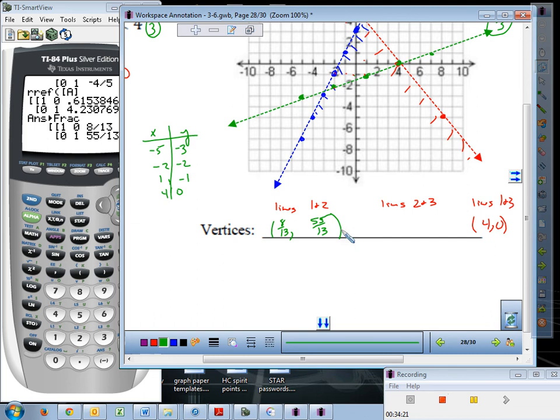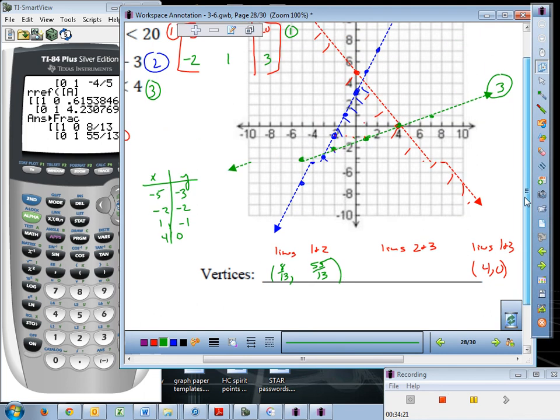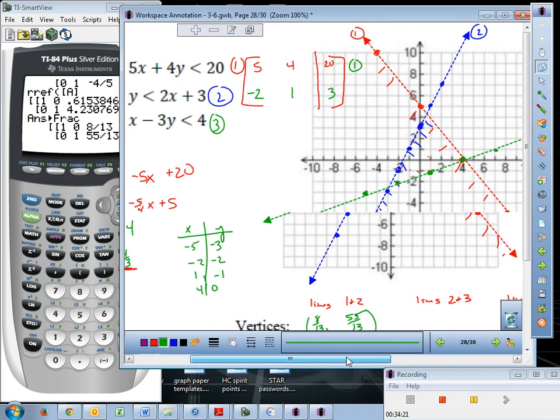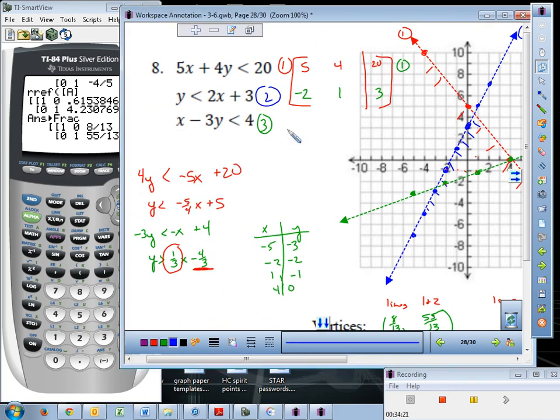Now do that for 2 and 3. Lines 2 and 3. You need to write a new matrix though. So lines 2 and 3, I'll come on here and do my new matrix. Hey, my number 2 will still be the same. Won't it be -2, 1, and 3? Isn't that still my same numbers for my number 2 matrix? Number 3 would be 1, -3, and 4.